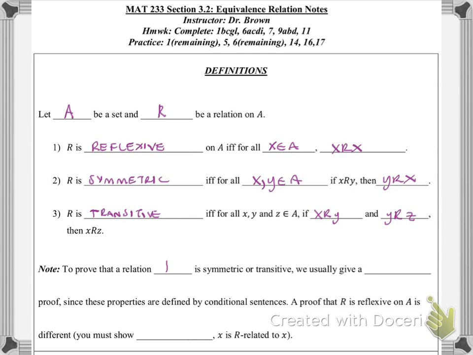Okay, and so just note here, to prove that a relation R is symmetric or transitive, we usually use a direct proof, since these properties are defined by conditional statements. As you can see, the if, then, which you know how to set up any proof that has if, then. A proof that R is reflexive on A is different. You must show for all X belonging to A that X relates itself. And you would think it's straightforward, right, to show that something relates itself. However, reflexive property, when we get into proofs, can sometimes be the hardest to prove because it's so obvious. But you can't really just say it's obvious. You have to sort of go a roundabout way. So just keep that in mind.